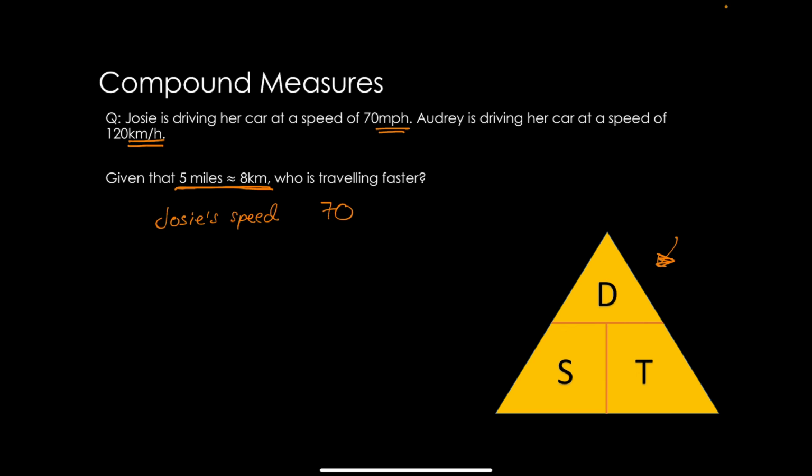Earlier on, I did say that if 5 miles is roughly equal to 8 kilometres, and I want to work out what 1 mile is, I can divide both sides by 5 to work out 1 mile. It'll give you roughly 1.6 kilometres. So if I wanted to, I could do 70 times 1.6. If I do that, it gives me 112. So that's 112 kilometres per hour.